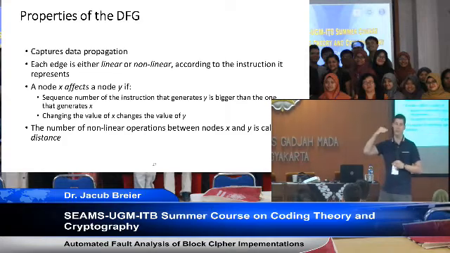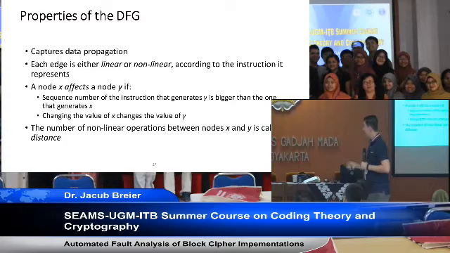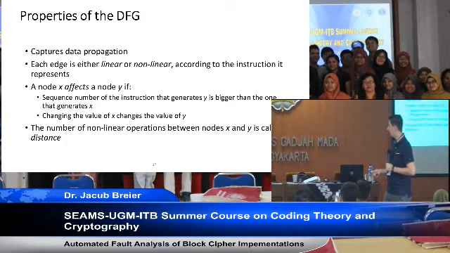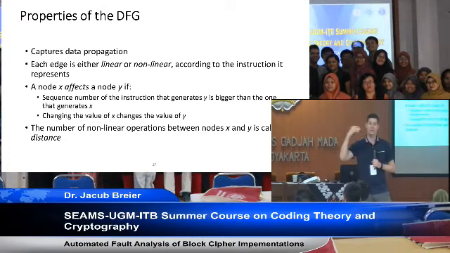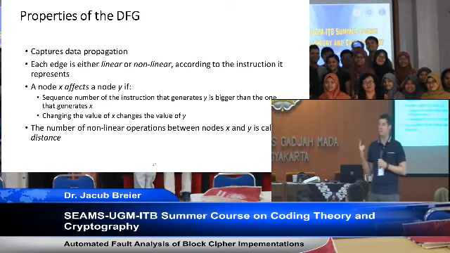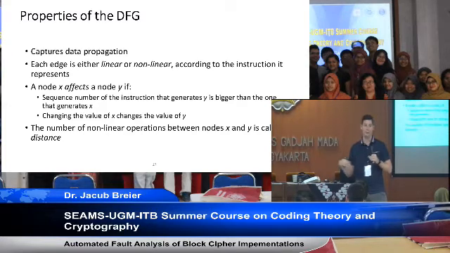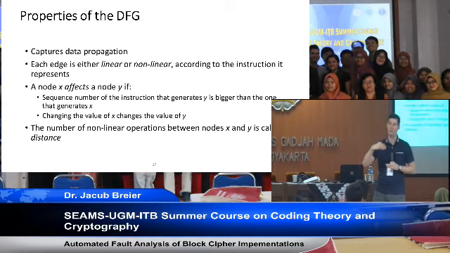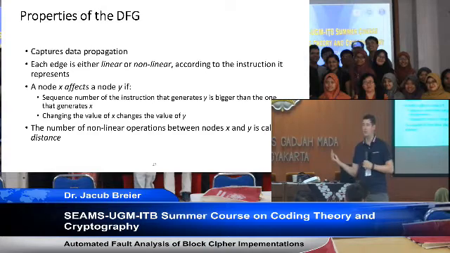Whenever one node is above another node, it means it affects the other node. Another important thing is called the distance. It is the number of nonlinearities between the two nodes. So normally, in differential fault analysis, we want just one nonlinear operation between two nodes, because if you have too much nonlinearity, the complexity of the attack rises in a way that we might not be able to actually do the attack.